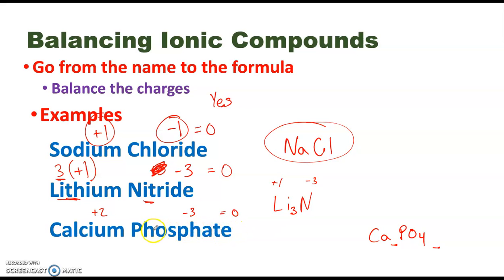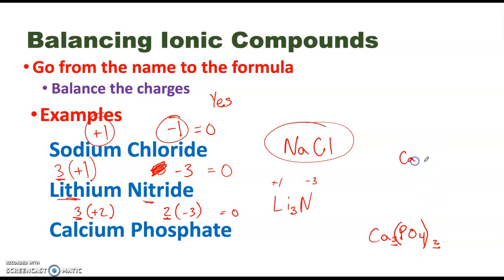And the tricky part about this one is I can't get a 2 to go into a 3. What I can do though, is they both go into 6. So in order to make this a +6, I need to multiply it by 3. In order to get this to a -6, I need to multiply it by 2. So what this means is I need 3 calciums and 2 phosphates. So I'll put a 3 here. Now I can't just put a 2 there and leave it like that. In order to have 2 phosphates, because this is a polyatomic, I need to put it in parentheses.